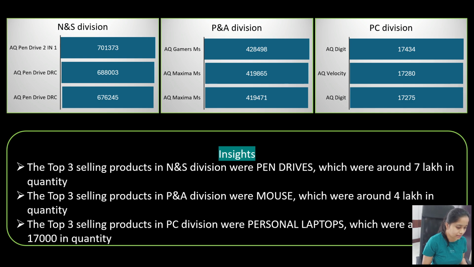So we can see the different divisions here. For networking and storage, the top 3 products are AtliQ Pen Drive 2-in-1 followed by 2 variants of the pen drive. And in peripherals, the top selling products are AtliQ Gamers followed by AtliQ Maxima and another variant. And in personal computers, the top selling products are AtliQ Digit followed by AtliQ Velocity and another variant of AtliQ Digit.